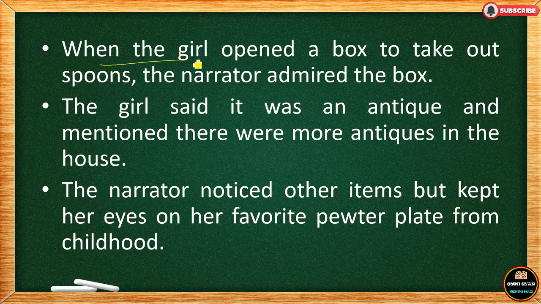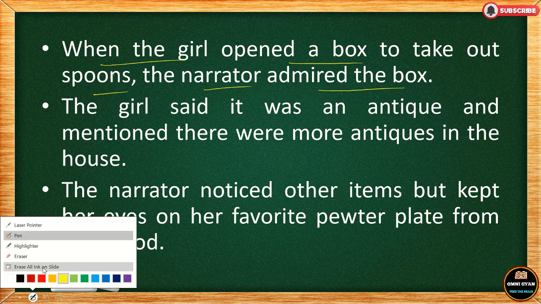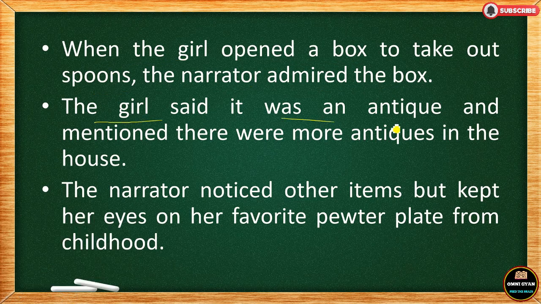When the girl opened a box to take out spoons, the narrator admired the box. तो लड़की ने जब एक box खोला to take spoons outside, the narrator told the girl, oh, it is a very beautiful box. Okay. And the girl said that it was an antique and mentioned there were more antiques in the house. So लड़की ने कहा हाँ, this is an antique actually. Antique is a very old thing. Okay. 100 years, 200 years, very old thing. Okay. So the girl said that yes, it is an antique, and there are many other antiques in the house.